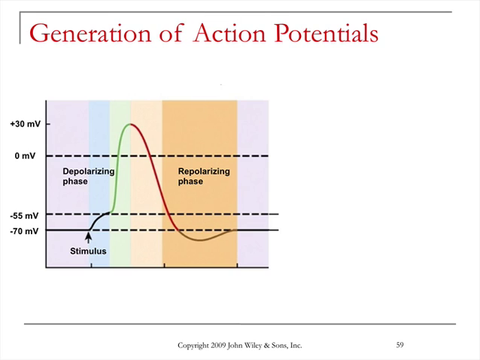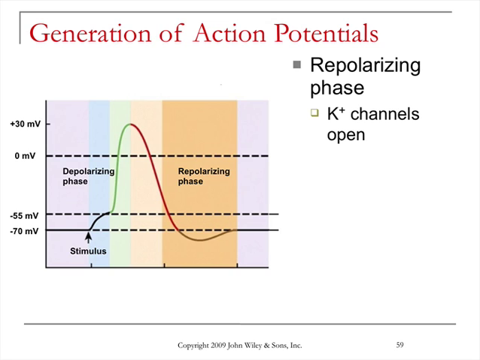The next phase of an action potential is called the repolarizing phase. It's shown in red here. During the repolarizing phase, potassium channels are opening up, and those sodium ion channels have closed up. So now voltage-gated potassium channels are opening. And you'll remember that there is a greater concentration of potassium ions inside of the cell compared to the outside. And since these voltage-gated potassium channels are now opening, the potassium ions that are inside are going to flow out.